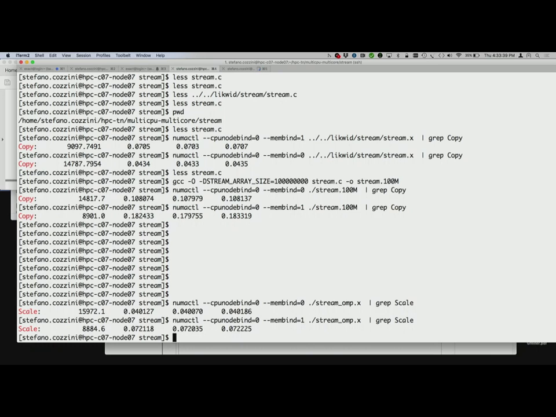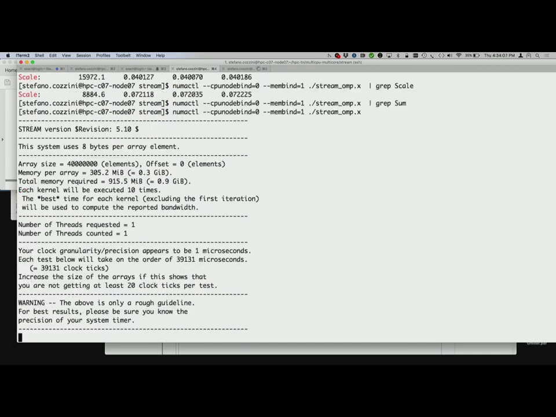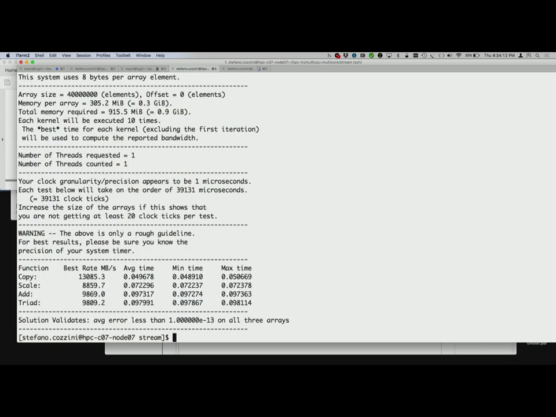No, scale is behaving the right way. So it's not just the number of arrays involved, it's the number of operations. So we have scale, triad, and then what is the other? Sum. No, it's not sum. Let me see. Add. Sorry.